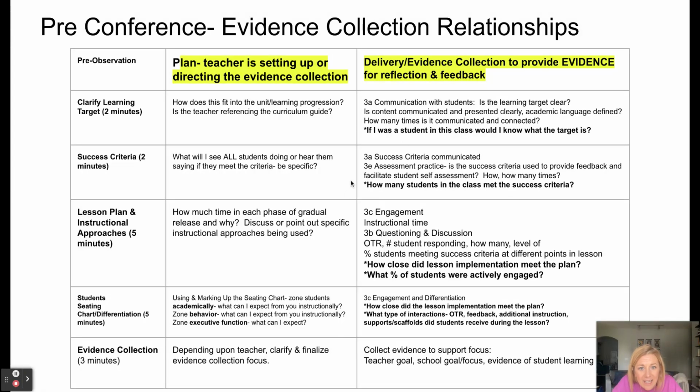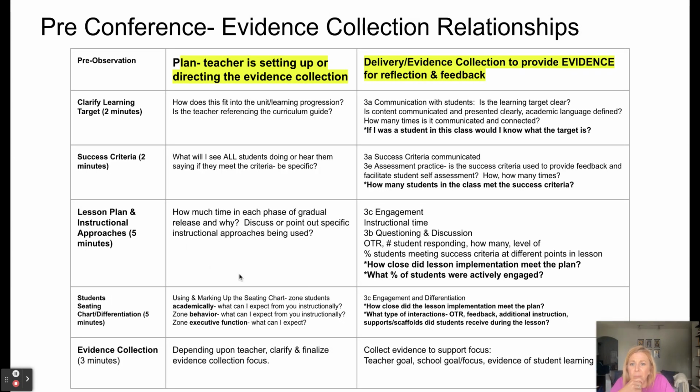The other thing that I'm setting up in that pre-conference is I need to know exactly what I'm looking for students to say or do, so I can provide evidence to the teacher by the end of how many of the students in that class met that success criteria. And if I can give descriptive information, maybe they met 2 but not this one, or this one met 4 and not this, that's even better.